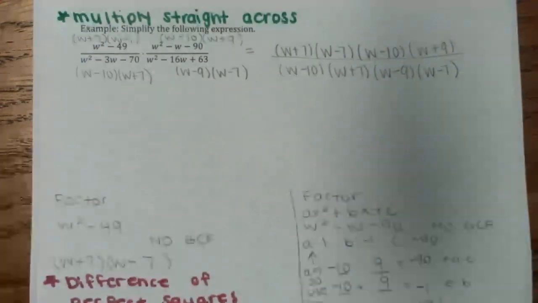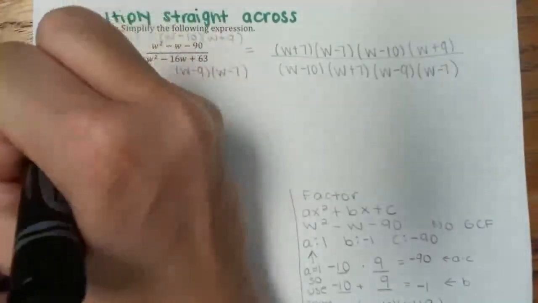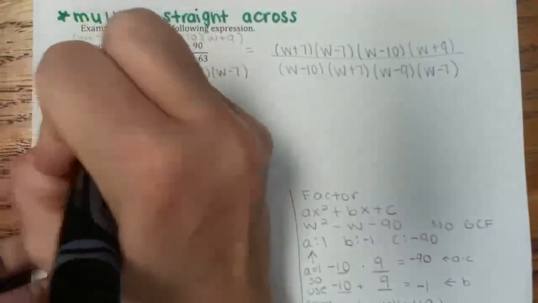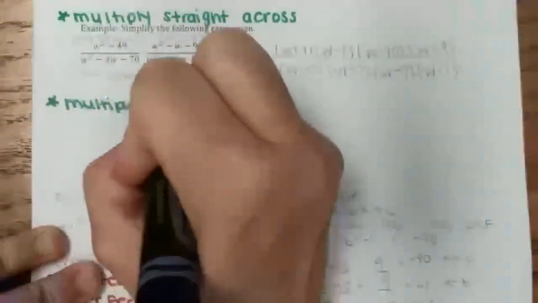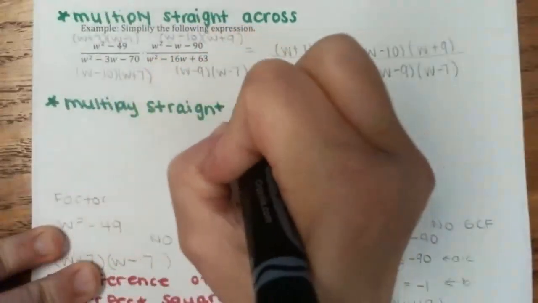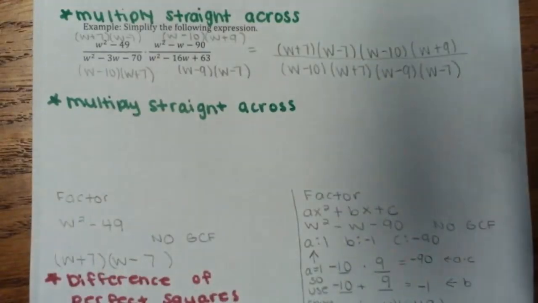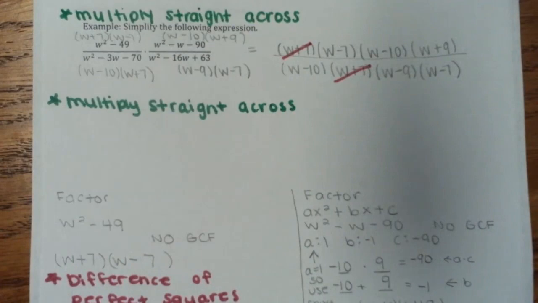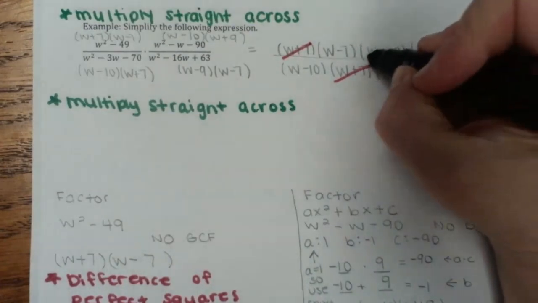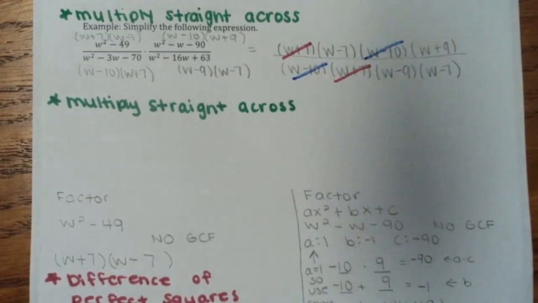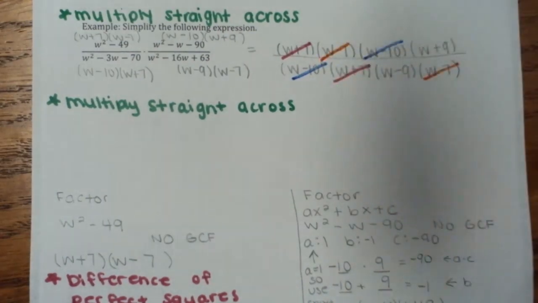Now we can see what factors cancel out. I'm going to write a little note here just so we know. Again, we're going to multiply straight across. And then let's see now what factors cancel out. So w plus 7 on the top and the bottom, gone. What else? W minus 10 on the top and the bottom, gone. W minus 7 on the top and the bottom, gone.